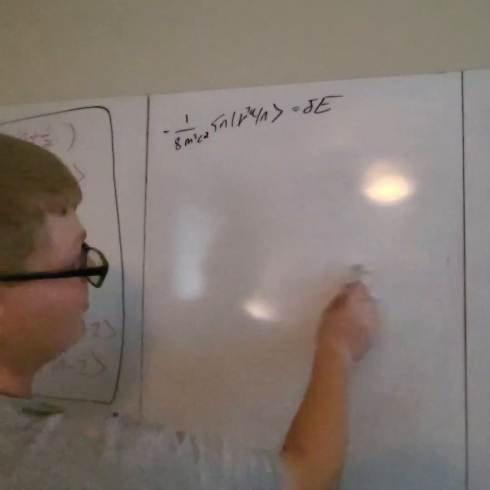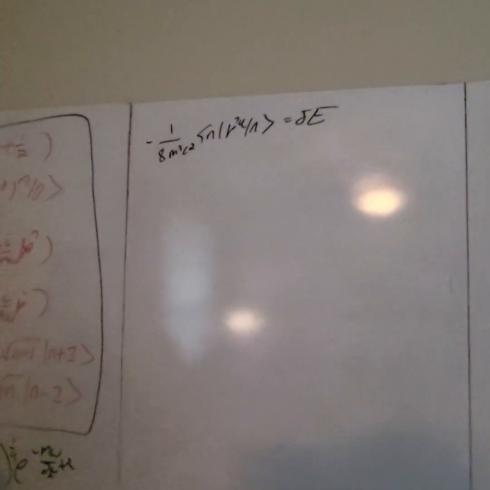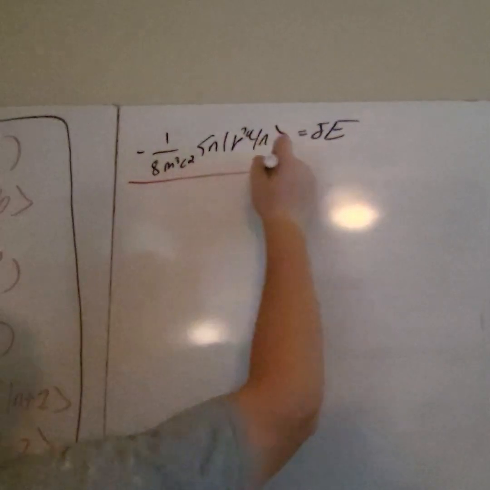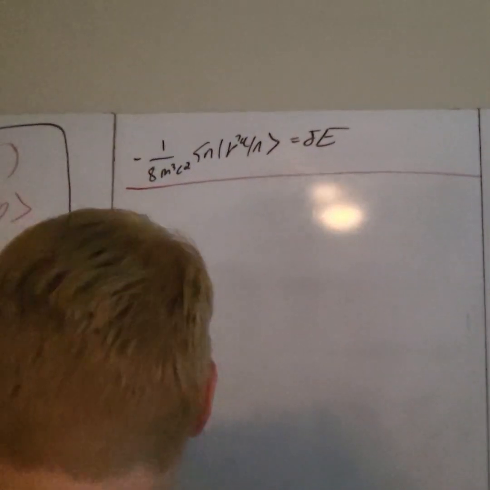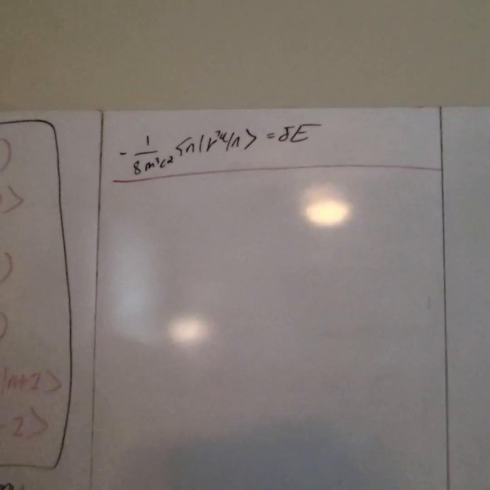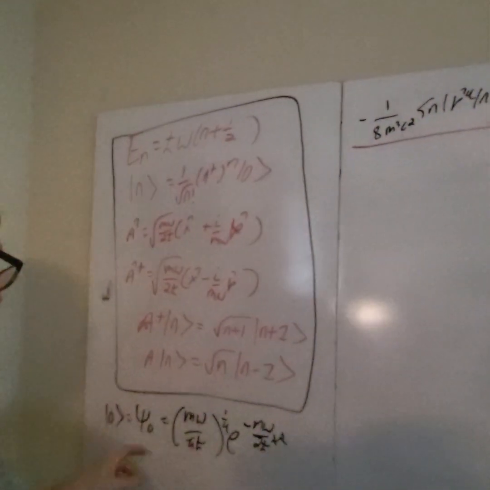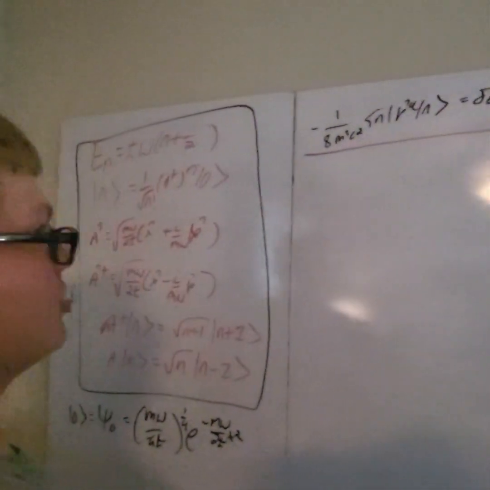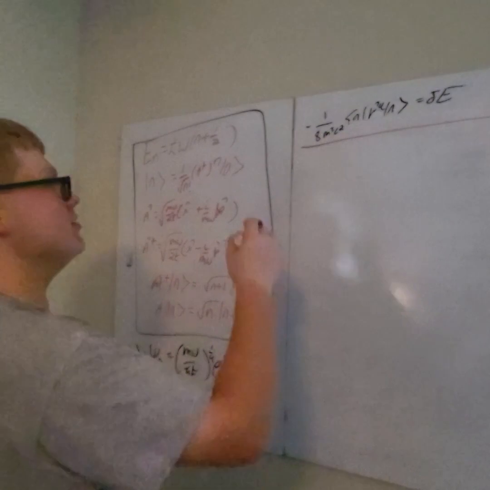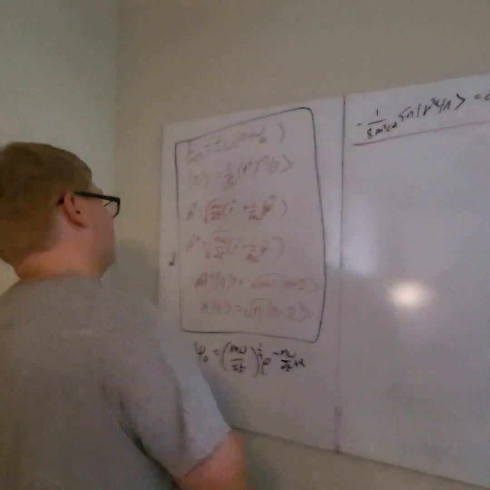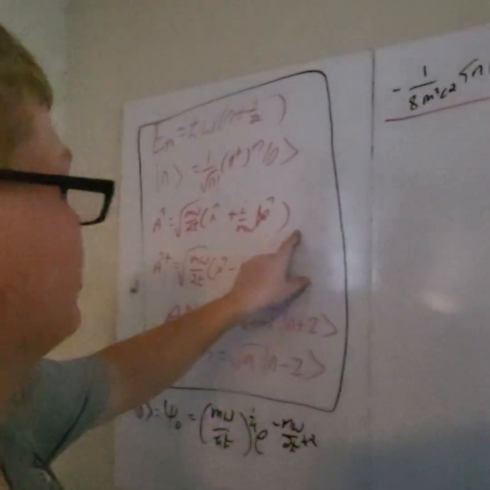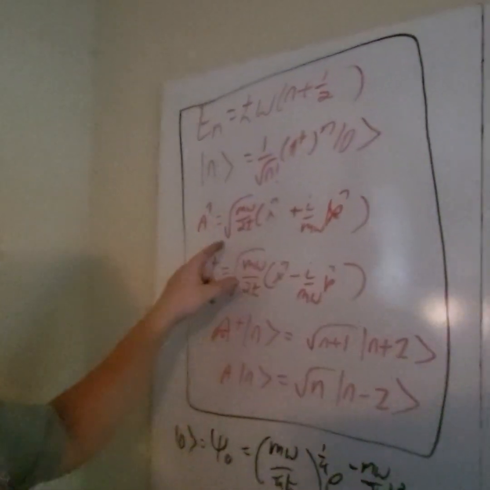Now, ordinarily, if you brute force calculated this, it would be very complicated, even just for the simplest wave functions. I tried it before. It's not fun. There's a much faster way to do this. Let's look back at our creation and annihilation operators from earlier.